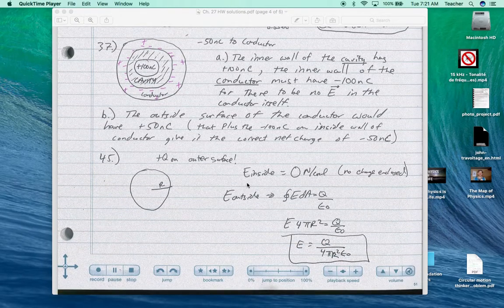45, E on the outside, E on the inside, so plus Q on the outer surface. Solve for the field strength there. The inside at 0, on the outside, it's based on Gauss's law.